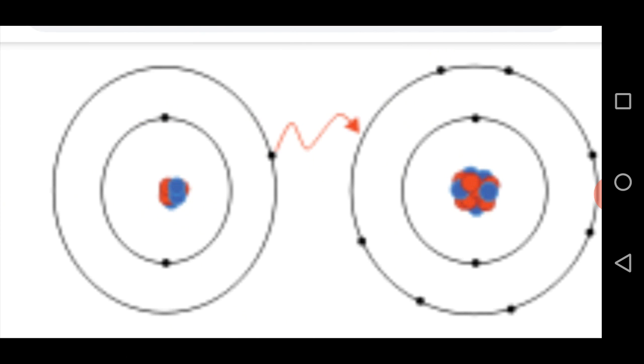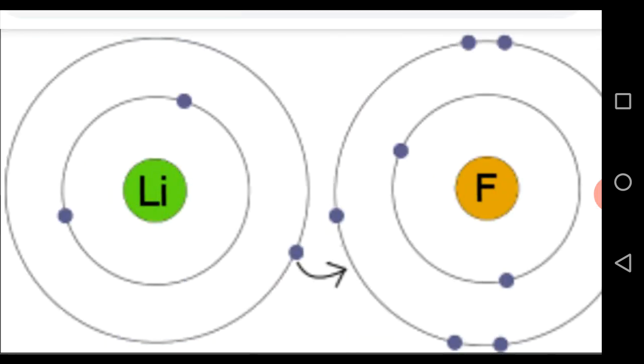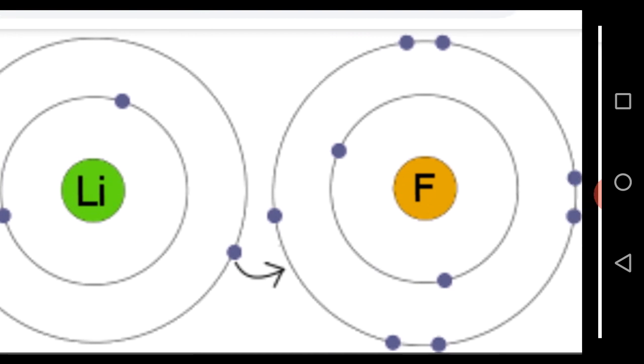This is also one more example. This is lithium, because 2 plus 1 is 3 electrons of lithium. That one electron in the outermost shell moves toward the other atom. You can count 3 plus 2 is 5, plus 2 is 7, plus 2 is 9, which means it is fluorine. Lithium and fluorine, so lithium fluoride is formed. This is lithium and this one is fluorine.